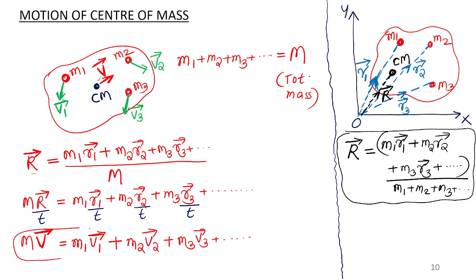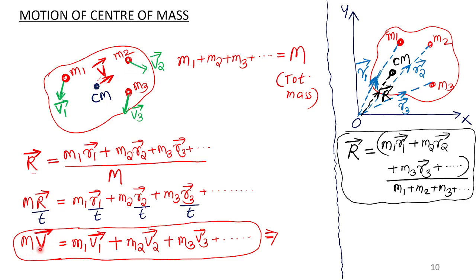Actually, in the NCERT textbook I have not seen any question on this, but it is required for competitive exams. For NEET and JEE exams, this formula is very, very important. So ultimately what I have got is M into V is equal to m1 v1 plus m2 v2 plus m3 v3 etc. Capital letter M is the mass of the entire system. Capital letter V is the speed at which the center of mass is moving.